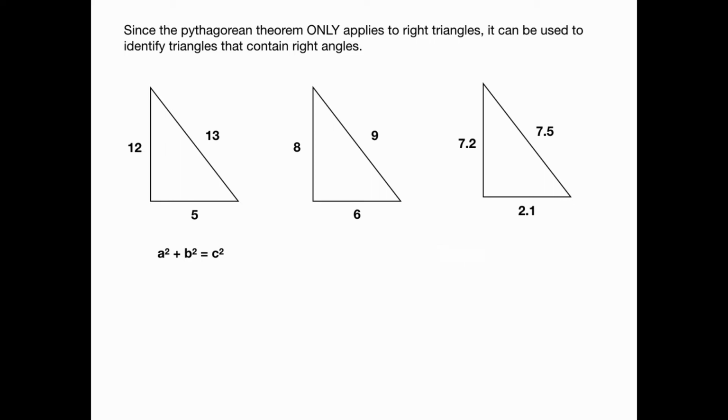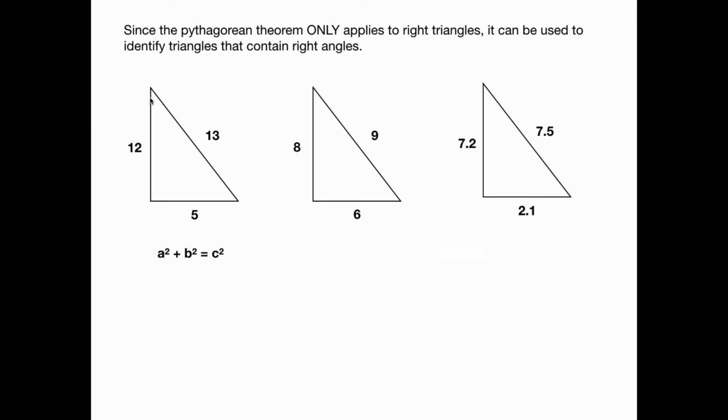Now, since the Pythagorean theorem only applies to right triangles, it can also be used to identify triangles that contain right angles. So let's see if this makes sense. If we have a right triangle, then a squared plus b squared must equal c squared. So if a squared plus b squared does not equal c squared, that means we're not dealing with a right triangle. Let's check this first example.